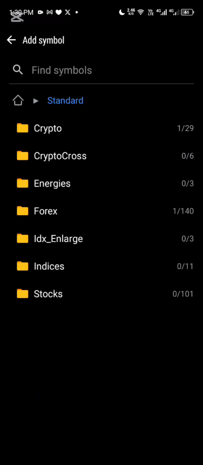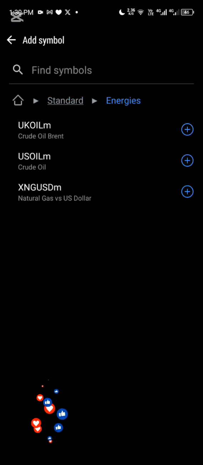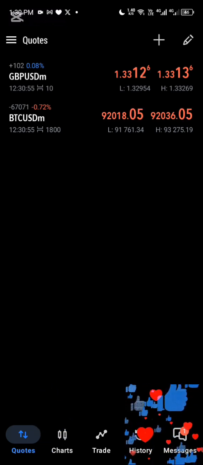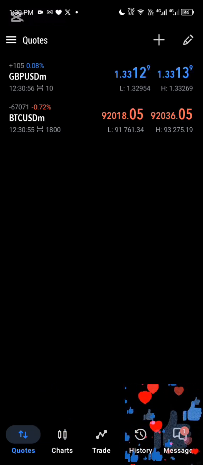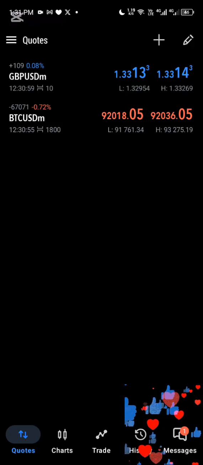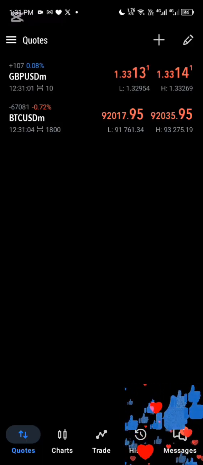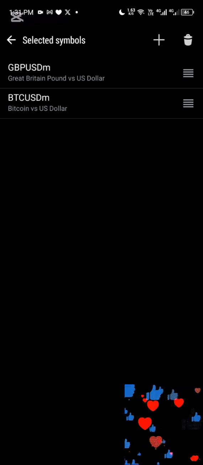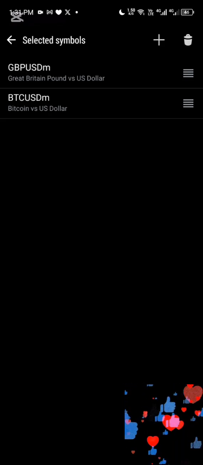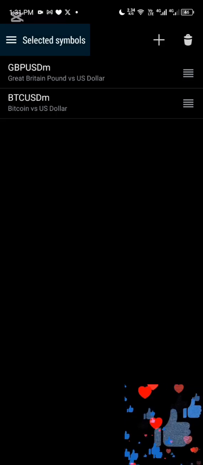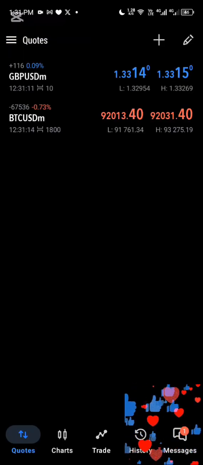Now if you come to energies, there you see UK oil, crude oil, and natural gas. These are all tradable pairs that are here in the quotes. Now this little pencil at the right hand top side of the screen, if you click it, you see if it can be deleted or if you want to add more. So these are just the basic uses of MT4 and MT5.